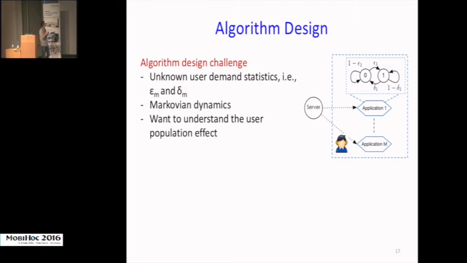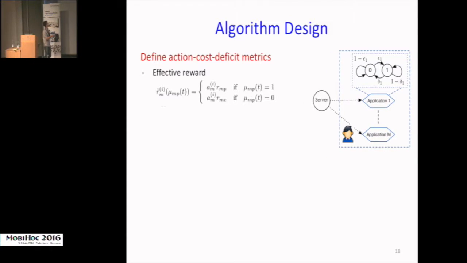Also, there is one more thing we want to do, that is, we want to understand the user population effect. By that, I actually mean the following. Suppose we have a large number of users which can generate equivalent samples. Now, how can we utilize that, and how would that affect the performance of our algorithm?